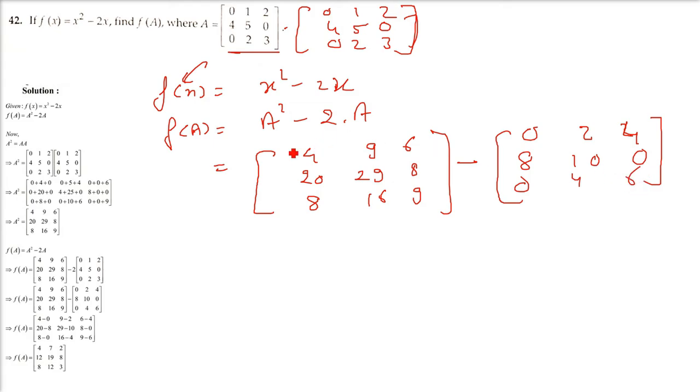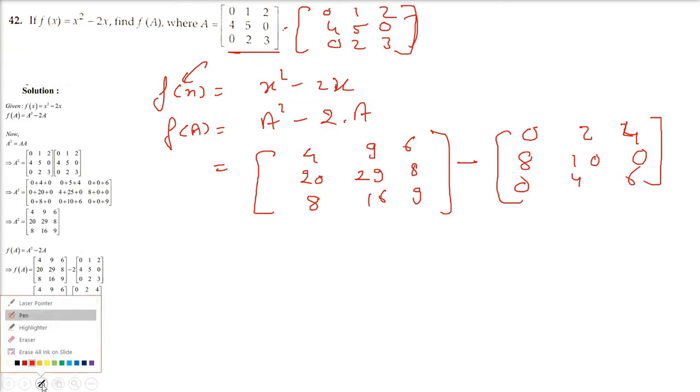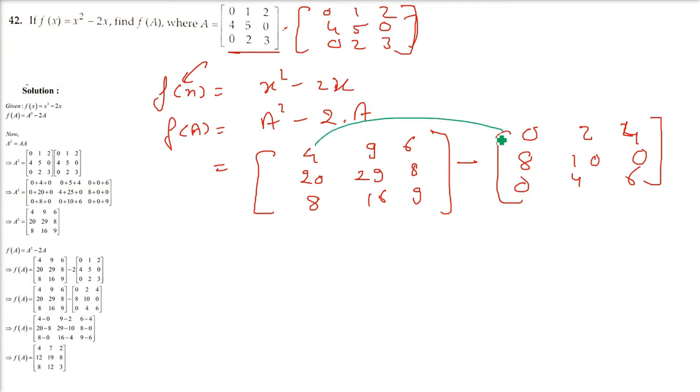Now see, just subtract it. 4 minus 0 is 4, 9 minus 2 is 7, 6 minus 4 is 2, 20 minus 8 is 12, 29 minus 10 is 19, 8 minus 0 is 8, 8 minus 0 is 8, 16 minus 4 is 12, and 9 minus 6 is 3. This is your final answer.